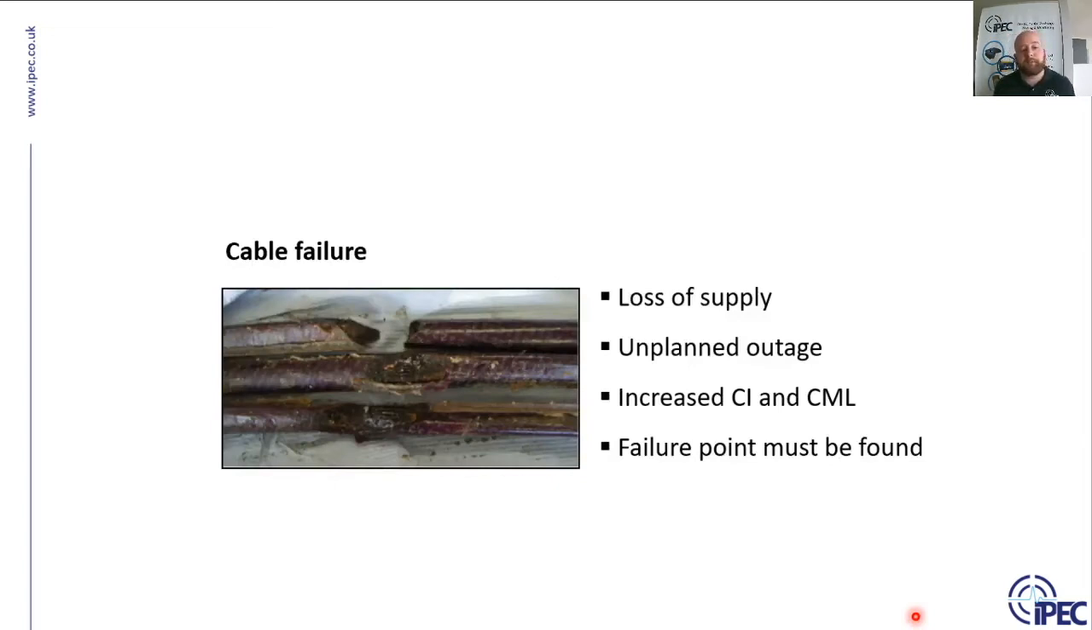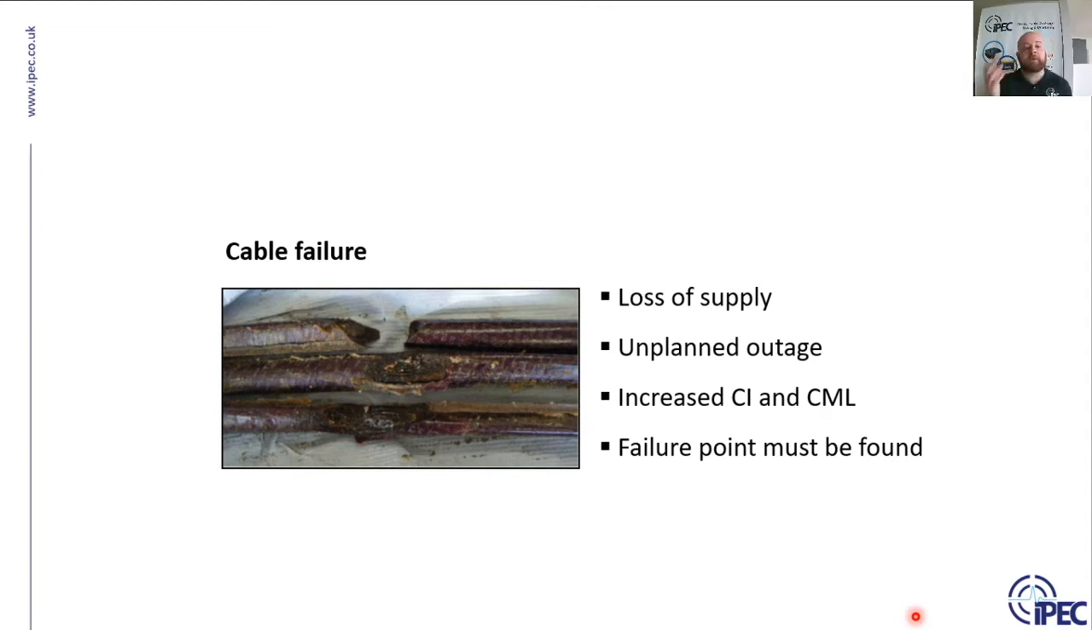So consequences of PD, first one is of course cable failure. If you've got a failure inside an underground cable, you'll see a loss of supply, you'll see an unplanned outage, increased CI and CML. CI is a UK measurement, customer interruptions. CML is customer minutes lost. Of course, every country around the world has a similar measurement criteria, basically looking at the impact of the power failure on where the supply is, so whether that's customers or whether that's the industrial side of the business as well.